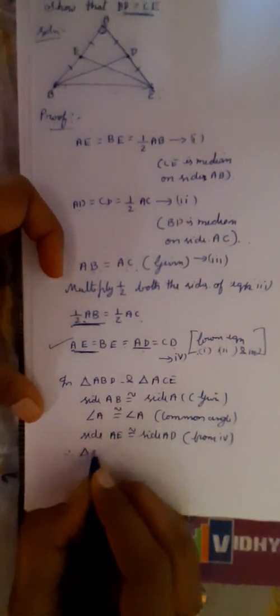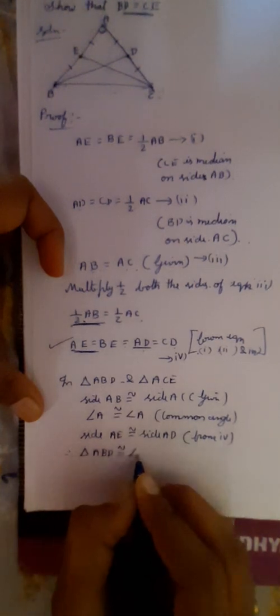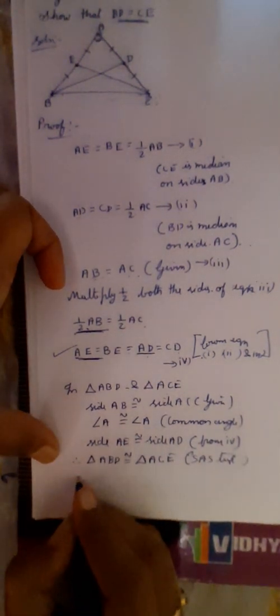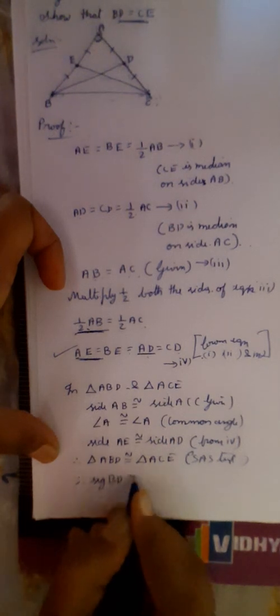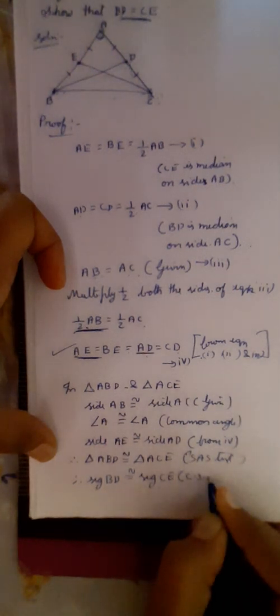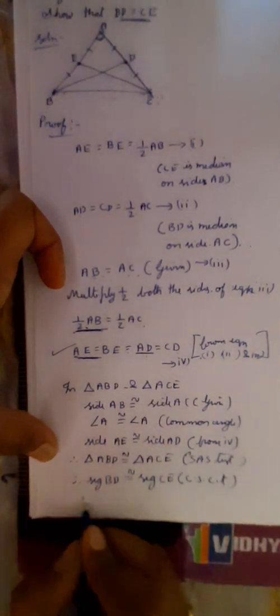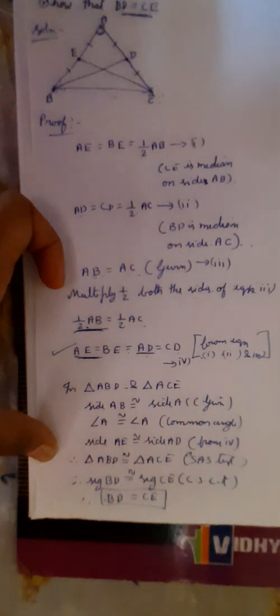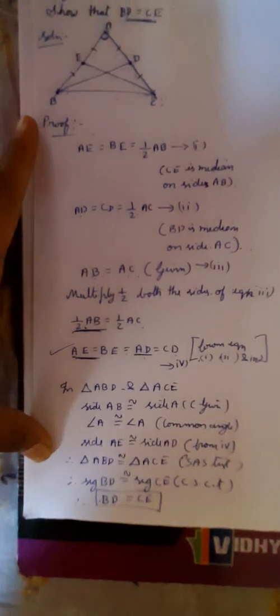Therefore, we can say that triangle ABD is congruent to triangle ACE. If these two triangles are congruent, we can say that side BD and CE also congruent. And here why it is congruent? SAS test. And therefore, seg BD is congruent to seg CE. Why? CSCT, corresponding sides of congruent triangles. Therefore, we can say that BD is equal to CE. The measures of medians are also equal. This is the proof.